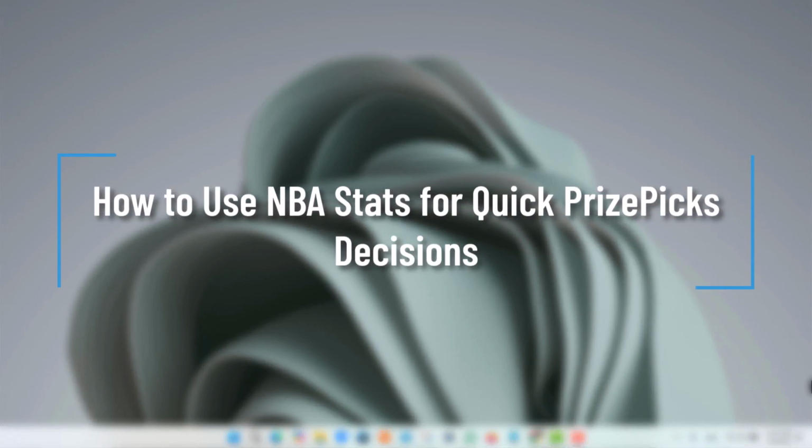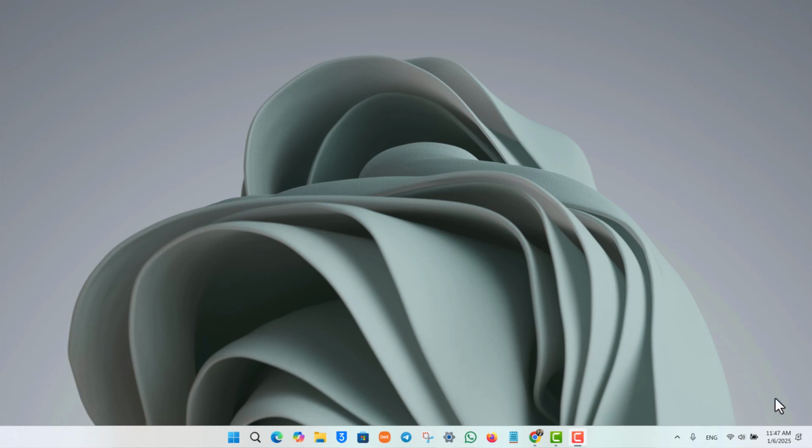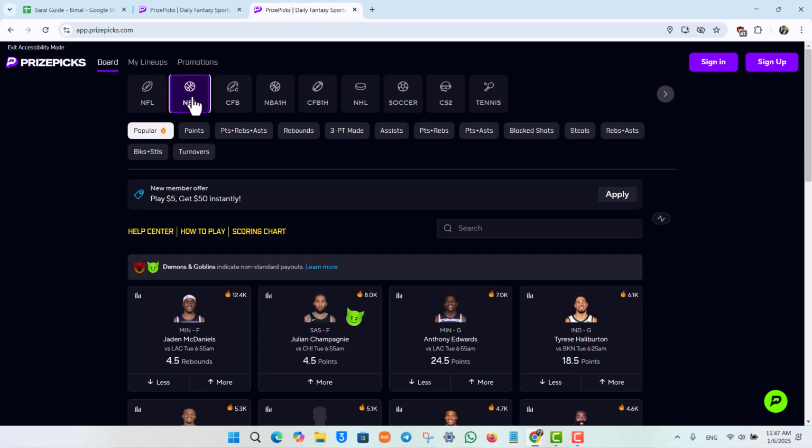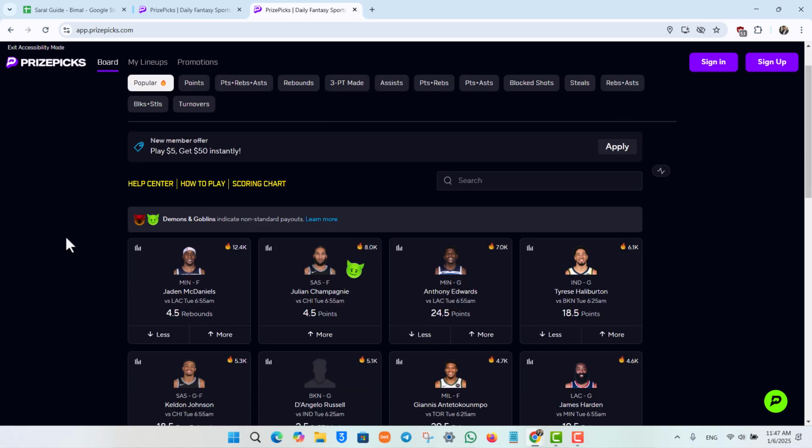How to use NBA stats for quick price picks decisions. To use NBA stats for quick price picks decisions, for example, you're trying to choose one of the players from the NBA for a quick price picks decision. You have to first check their recent performance. You can review the player's last 5 to 10 games for trends in points, assists, rebounds, etc.